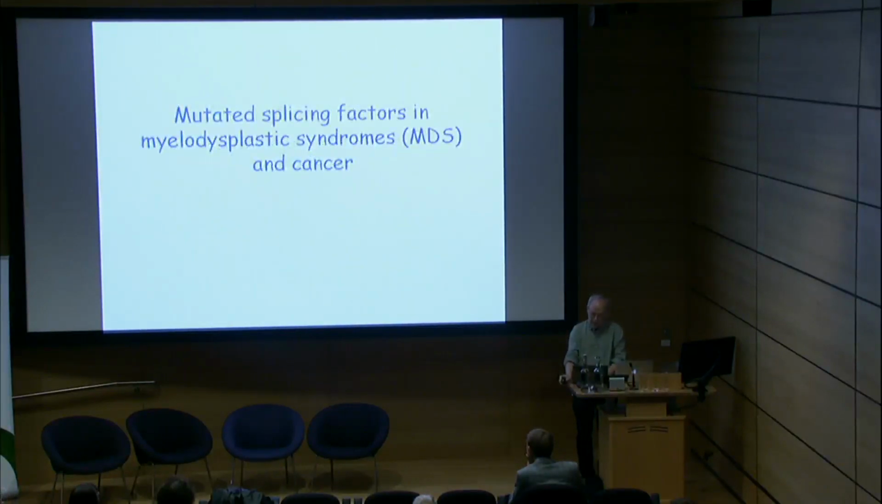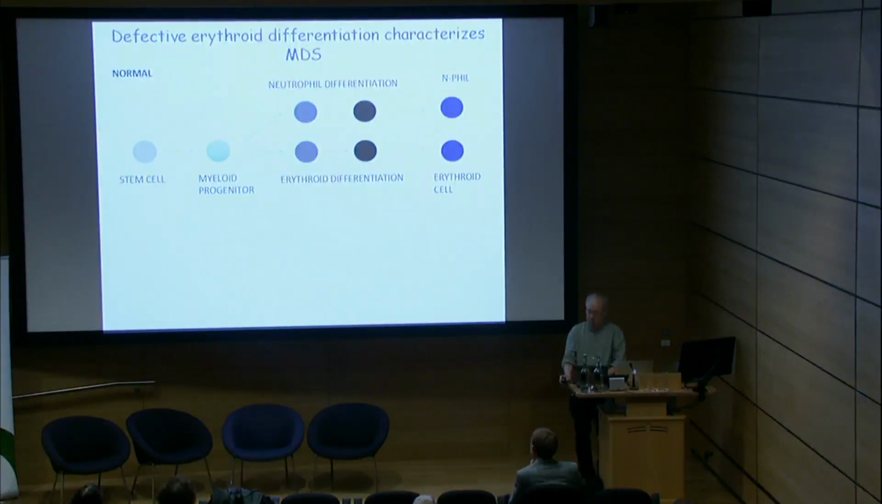So with respect to cancer, I'm going to concentrate on what's often called a precancerous condition called myelodysplastic syndromes, or MDS. So what is MDS? It's a disease of hematopoietic cells. We can see here this begins normally in stem cells that go on to a myeloid progenitor and can give rise to neutrophils or erythroid cells following a differentiation process, white and red blood cells.